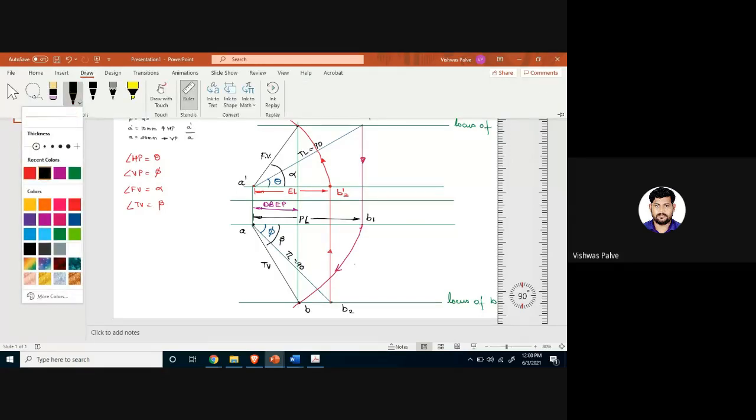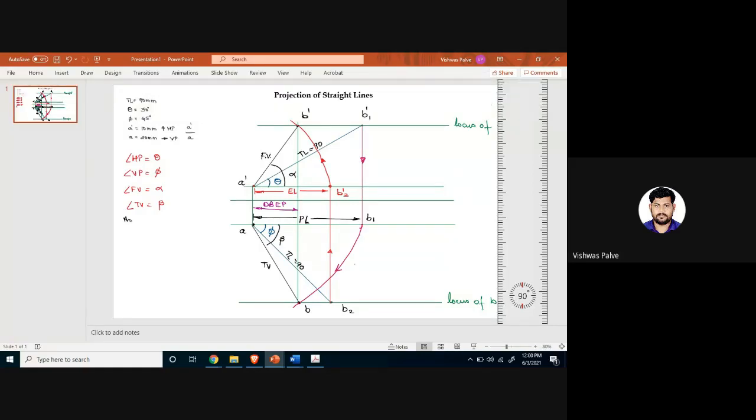So if I say inclination of front view, then alpha angle; inclination of top view, beta angle; inclination of the true length with HP, theta; inclination with VP, phi. So these are the four angles. Okay, now notations: theta, beta, alpha, phi.